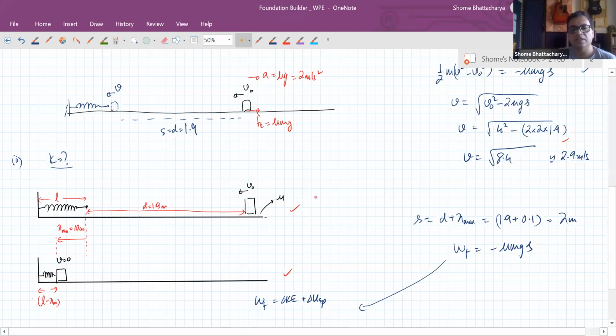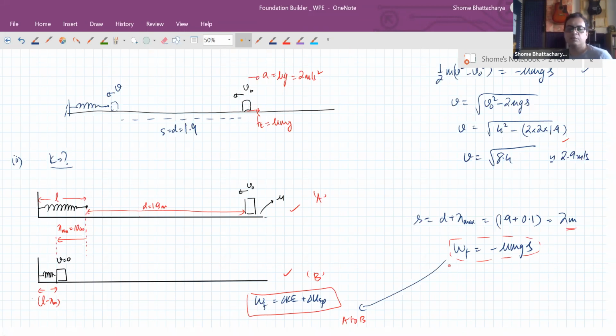So let's say this is the state A of the system, this is the state B of the system. So apply this theorem now from A to B. Okay, so your work done by friction will become this much, where S is 2 meters now, because you're taking the full displacement from the starting point till the block comes to rest momentarily, because the spring is having maximum compression.